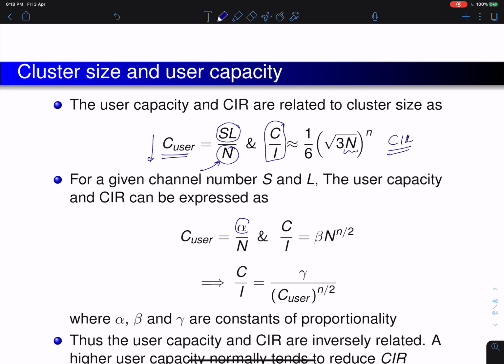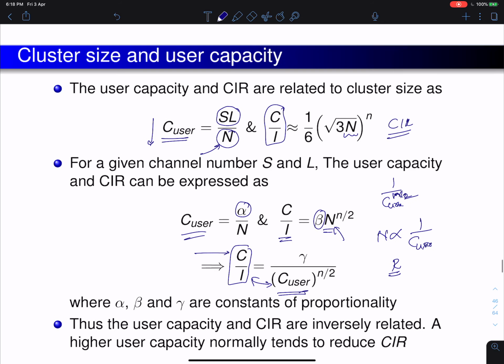So I've assumed alpha and beta as two constants and expressed user capacity and carrier to interference ratio purely in terms of N. Then I can have a relationship between carrier to interference ratio and user capacity this way. If you just rearrange the terms, the cluster size N is inversely proportional to the user capacity. So if I substitute this in this equation, I'm going to get 1 by C user into N power N by 2. Which means, again, the assumption here is cell radius is fixed, so the number of total cells in a given region is fixed. If I want to increase the number of users, then I have to take a hit on carrier to interference ratio.